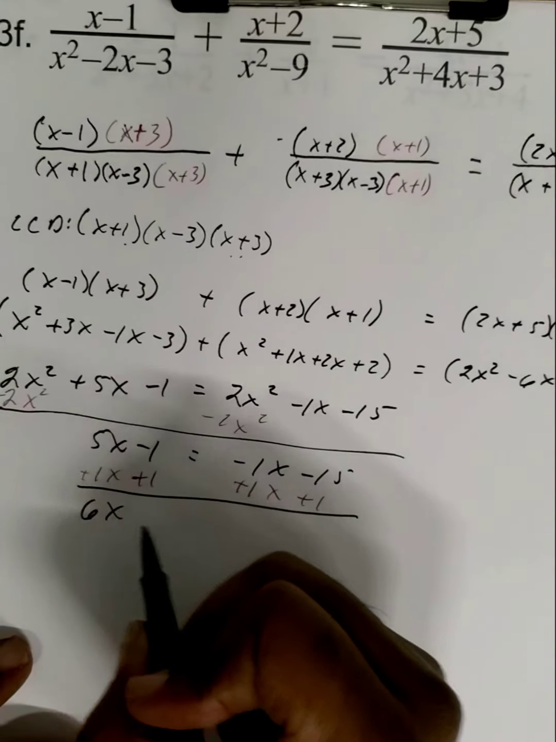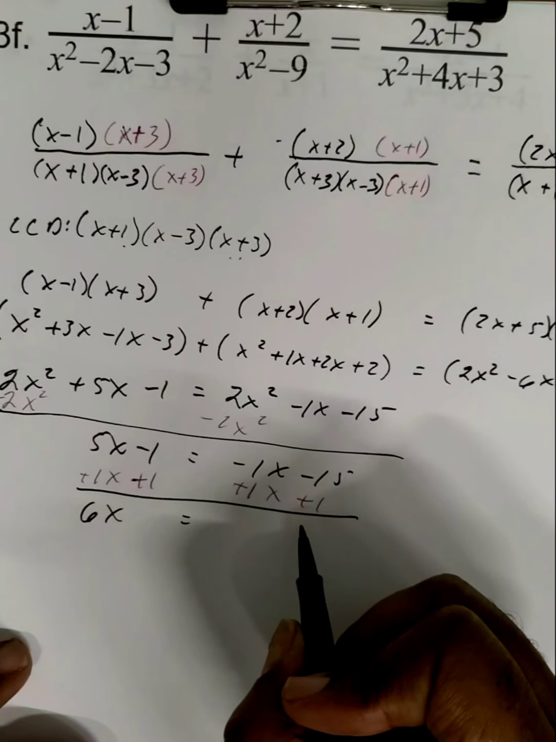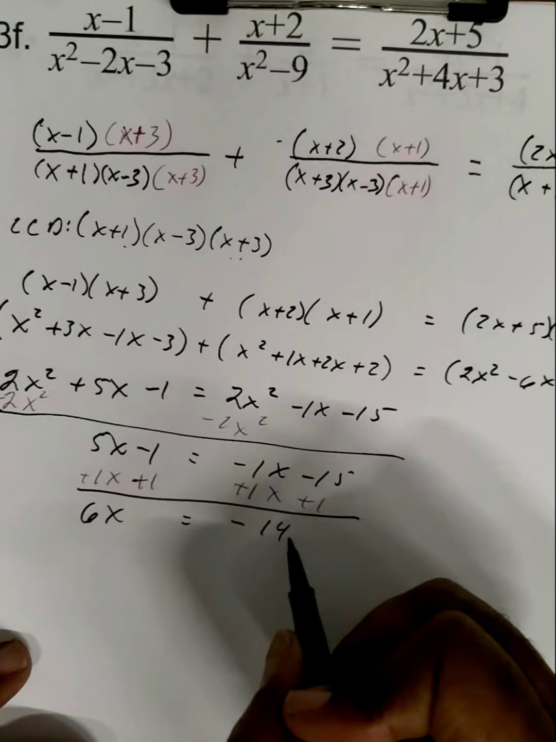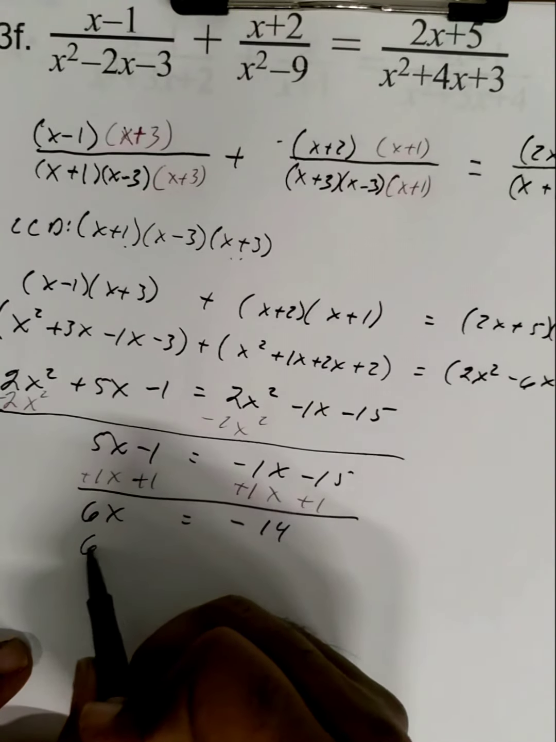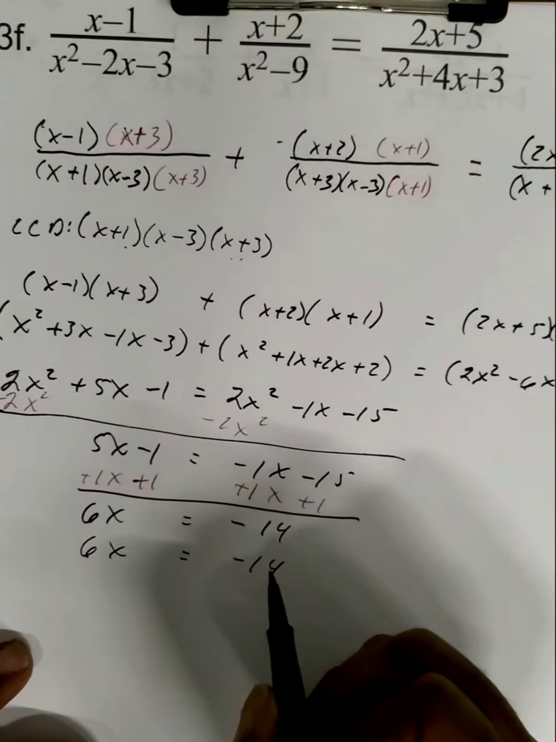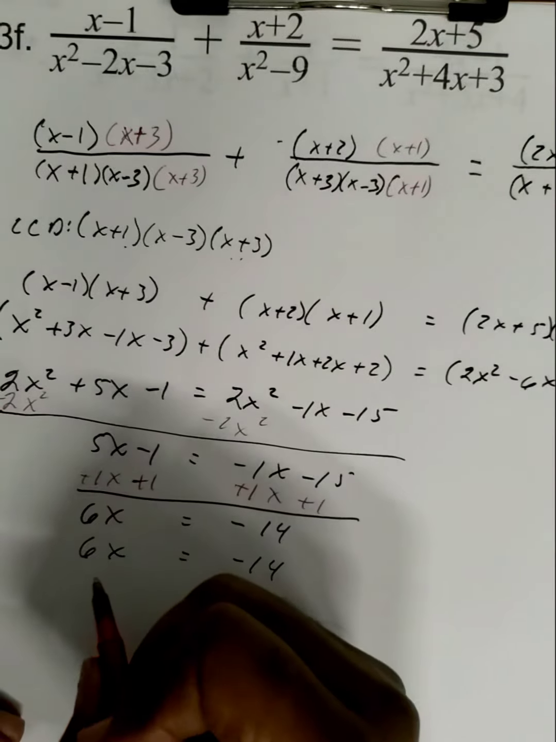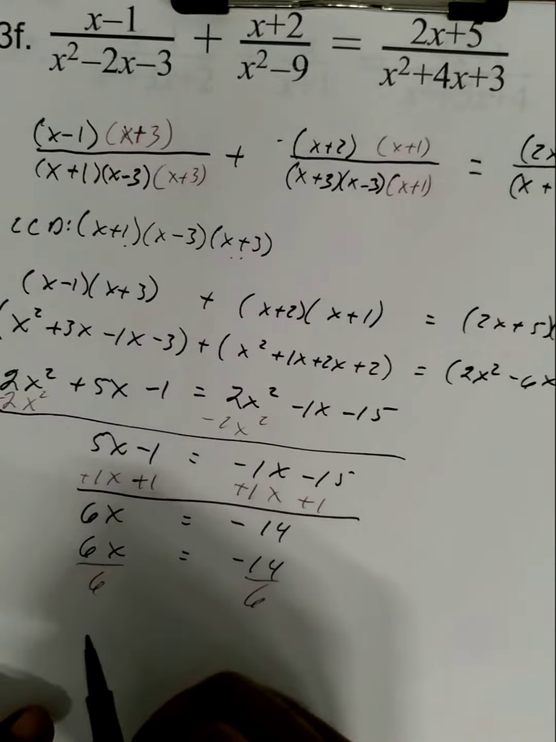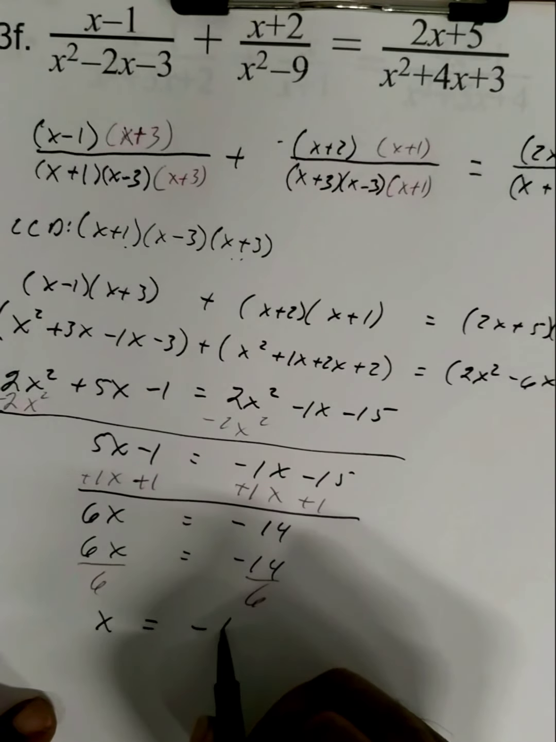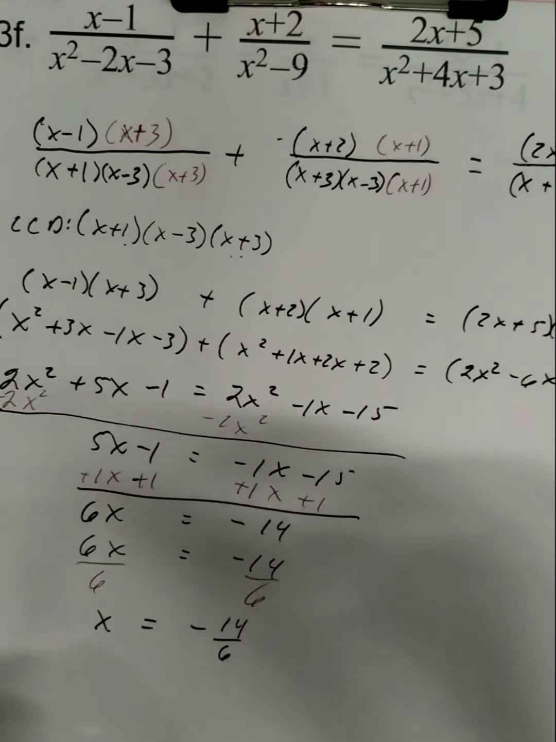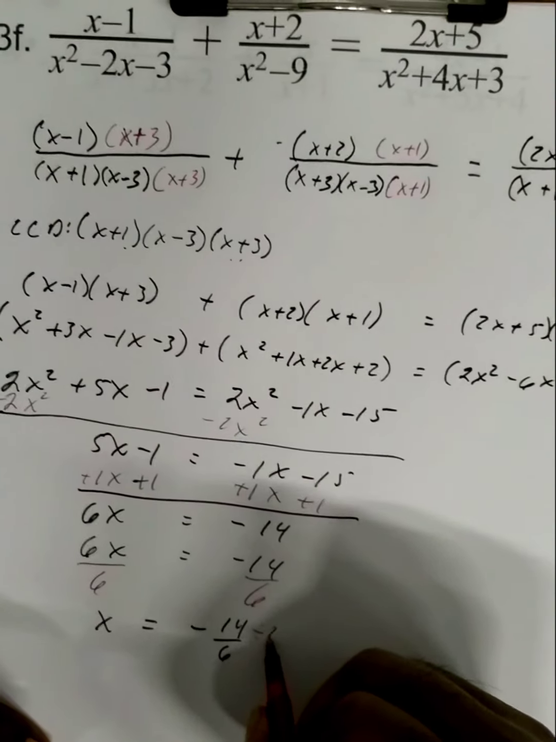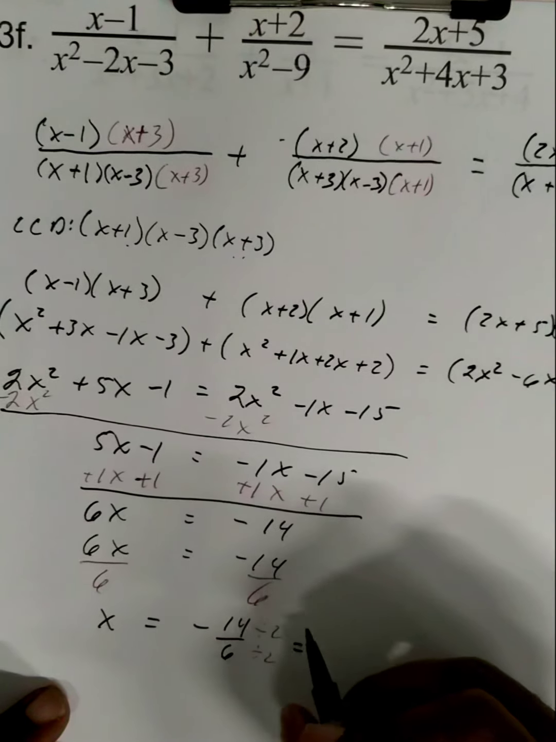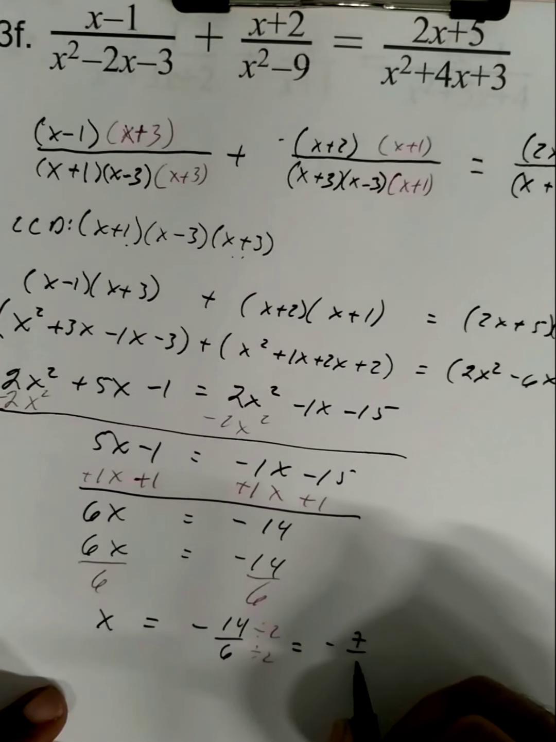This will give me 6x equals negative 14. And then from here, we'll take 6x equals negative 14 and divide both sides by 6. This will give me x equals negative 14 over 6. And I can simplify this by dividing both by 2. And we'll end up with x equals negative 7 over 3.